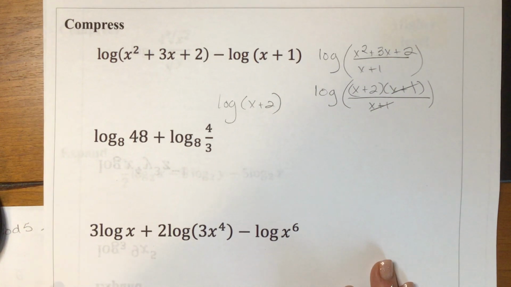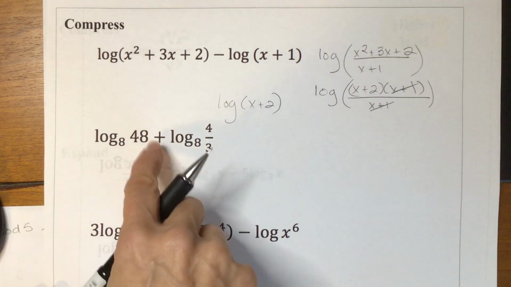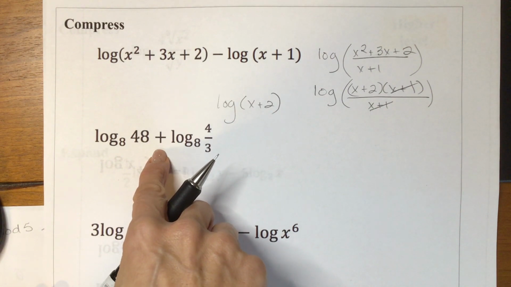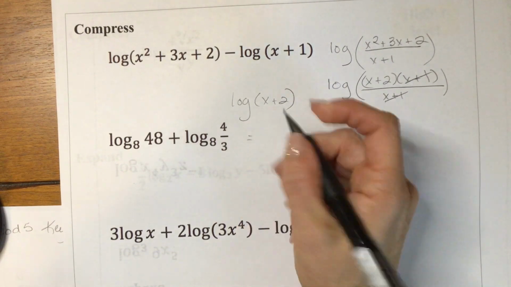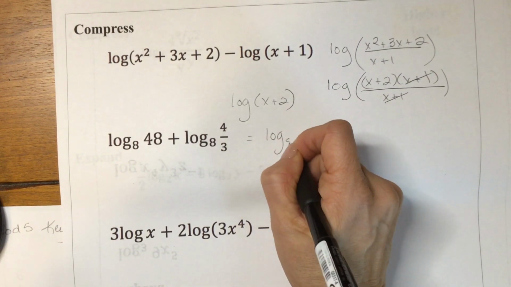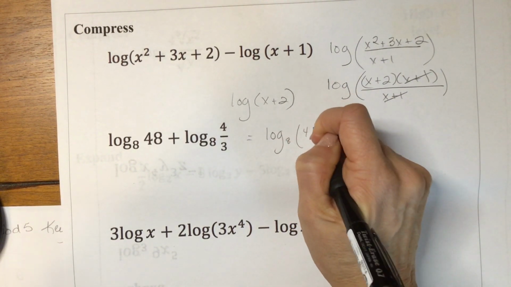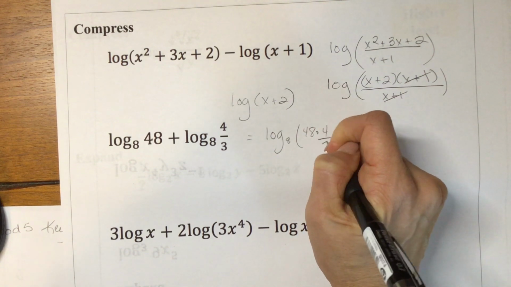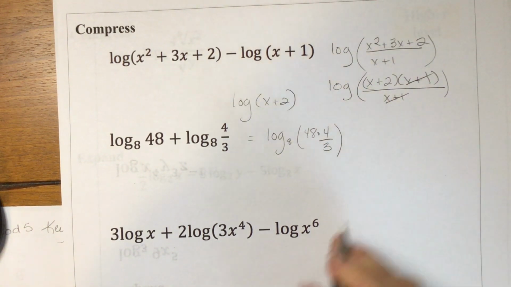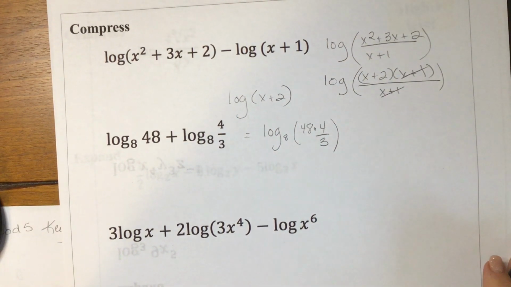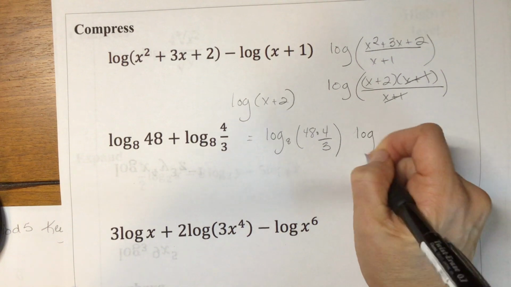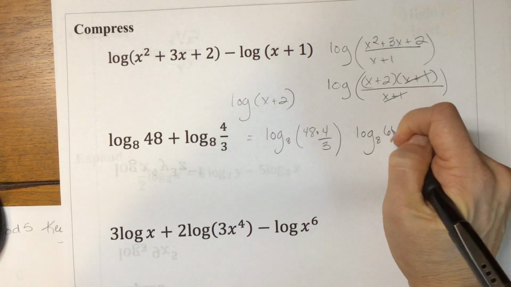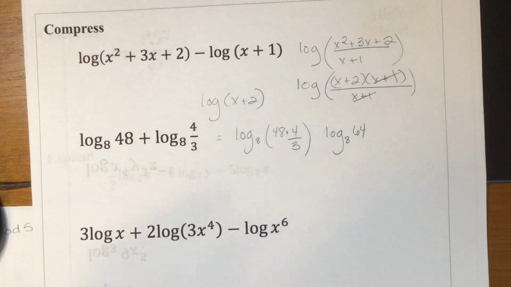All right. Now hopefully you remember that plus is where I have multiplication. So this would be log base 8 of 48 times 4/3, which, 3 goes into 48 16 times. 16 times 4 is 64. So if you got there, this is fantastic. We want to take it a step farther though.